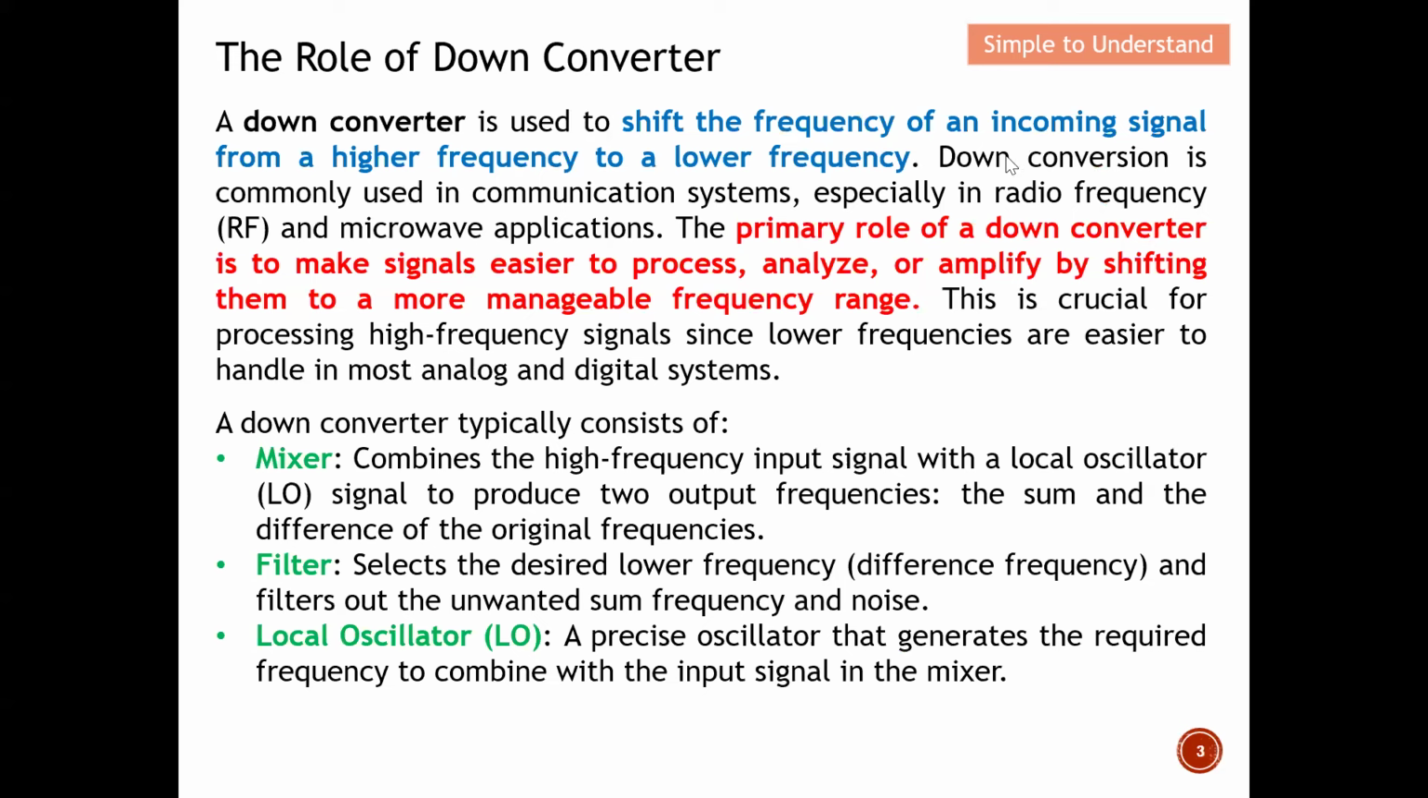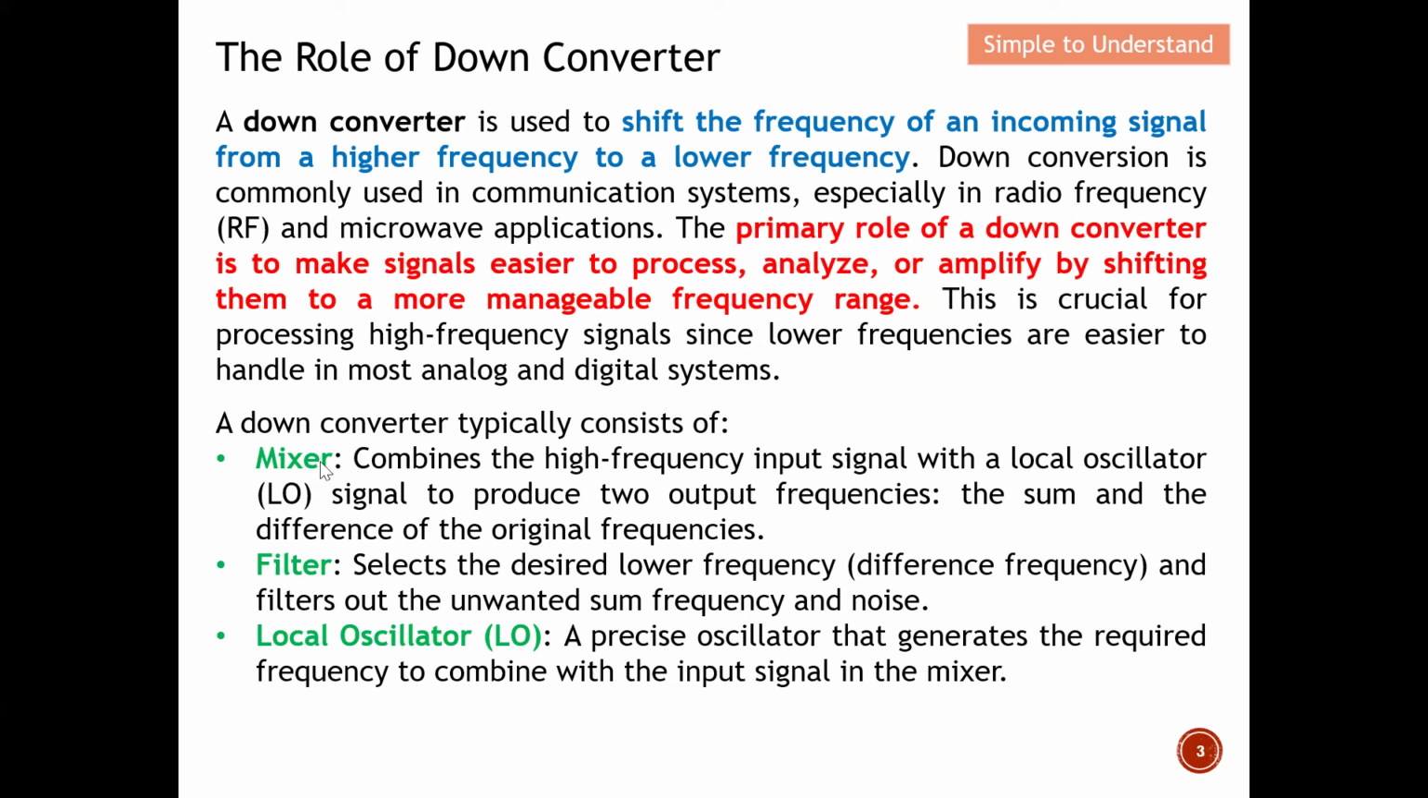Why do we need to do this? Down conversion is very common in communication systems, especially in high frequency or even microwave applications. The primary reason we need a down converter is to make signals easier to process, analyze, or amplify by shifting them to a more manageable frequency range. I guess you know that any high frequency RF component costs more. Why? This is because it is much more challenging to process, analyze, or amplify the signal. Hence, in order to reduce the cost, the simplest way is to shift the high frequency to a low frequency. This is critical for processing high frequency signals, since lower frequencies are typically easier to handle in most analog and digital systems.